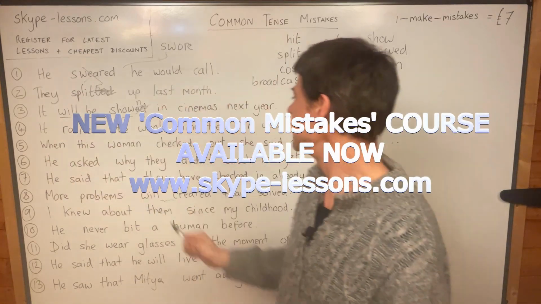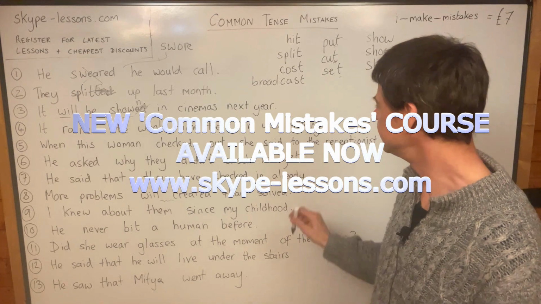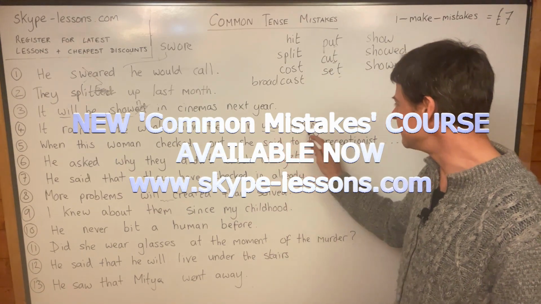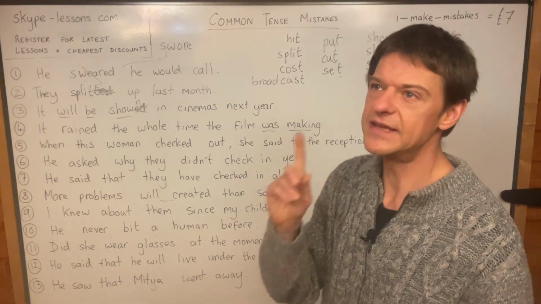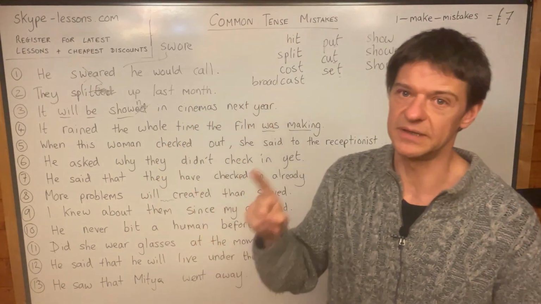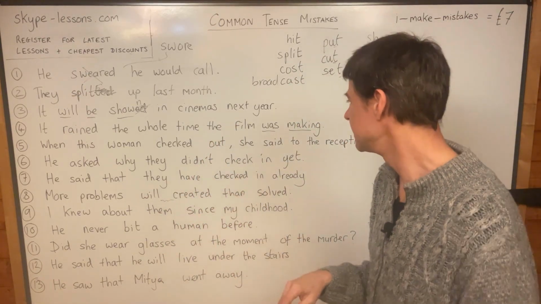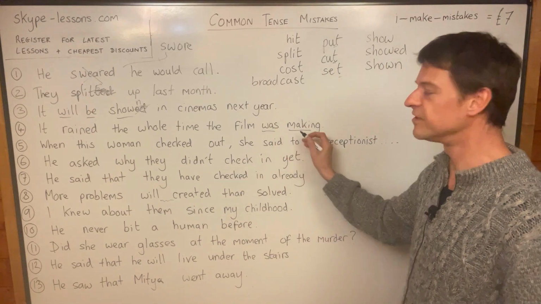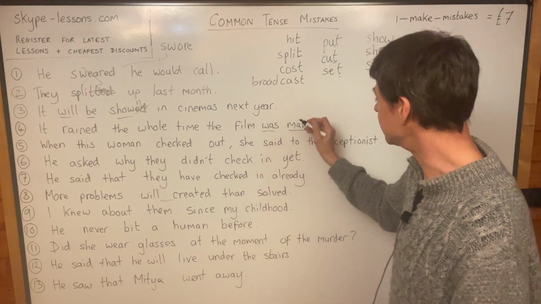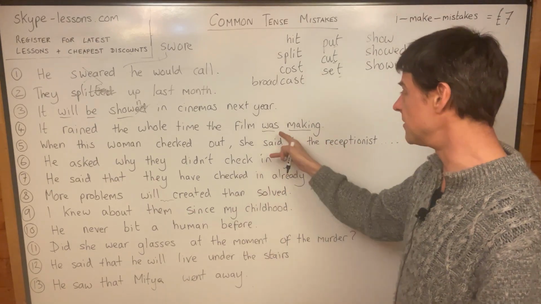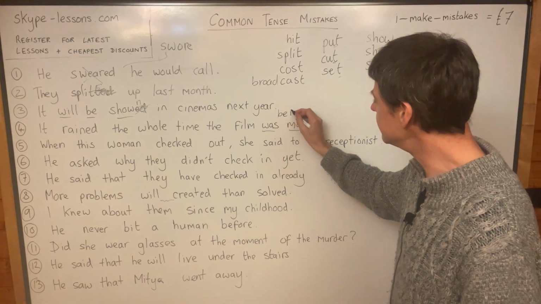Okay, number four. It rained the whole time the film was making. And this is active and it's past continuous. And I've noticed that students, they know how to do present and past simple in passive. They know how to do present perfect in passive and past perfect. But the continuous ones are very often a bit more of a mystery. And I'm glad to say it's easier than you think, guys. You need three words for passive past continuous. And you just need to add a being in the middle.